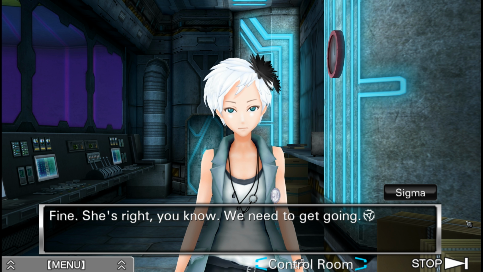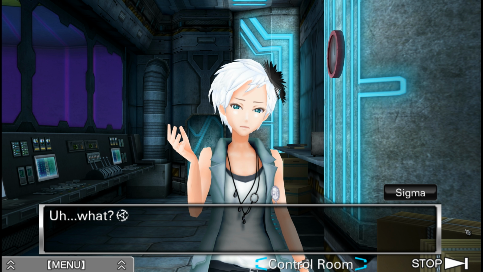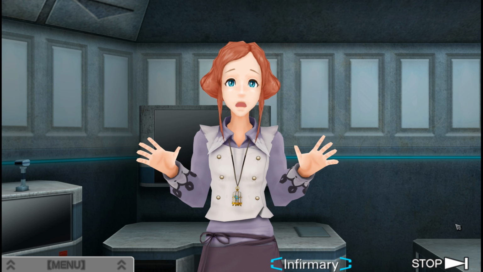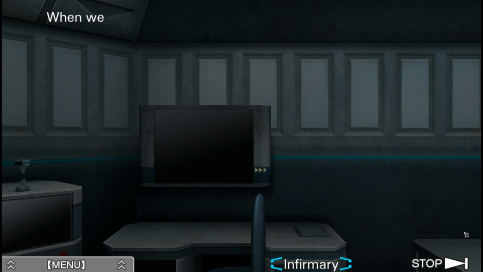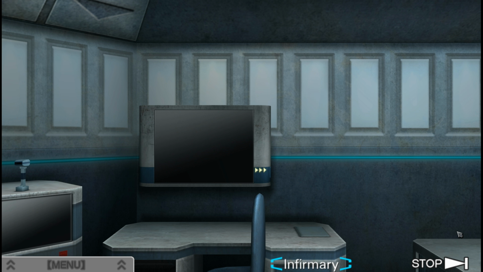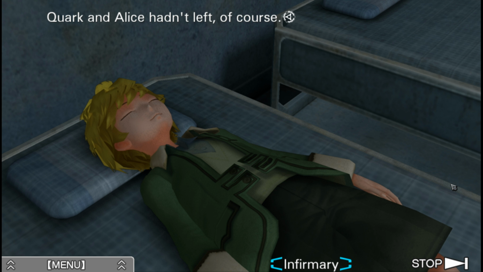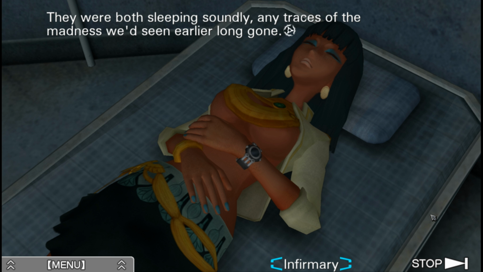Fine. She's right, you know. We need to get going. Hold on. I need to check something really quick. What did you check? Oh, there you are. You're late. What were you doing? Nothing. When we arrived, everyone else was already back. Quark and Alice hadn't left, of course. They were both sleeping soundly. Any traces of the madness we'd seen earlier, long gone.